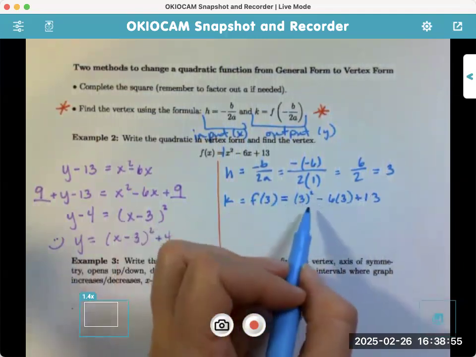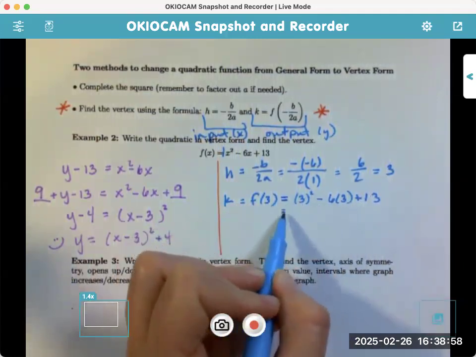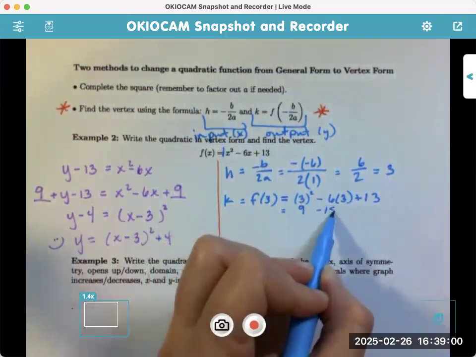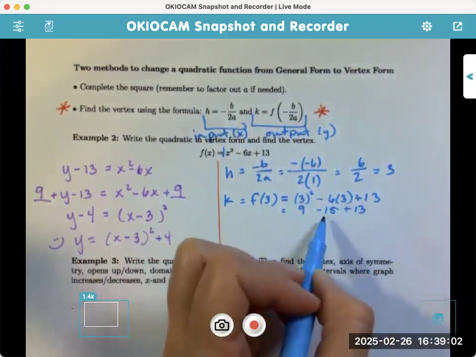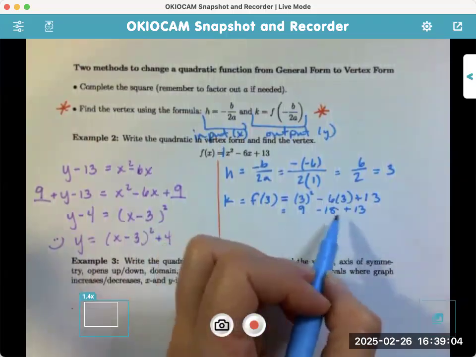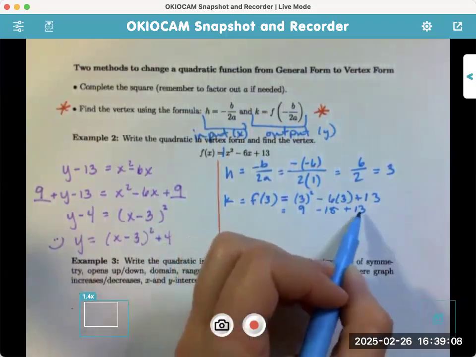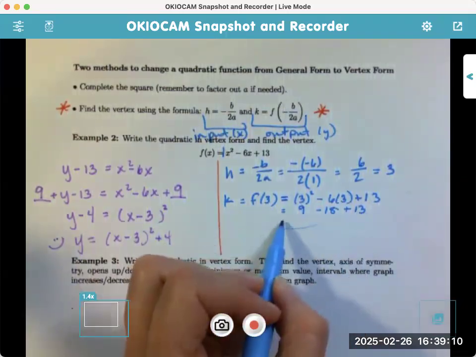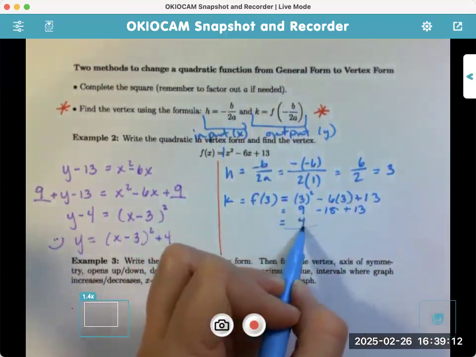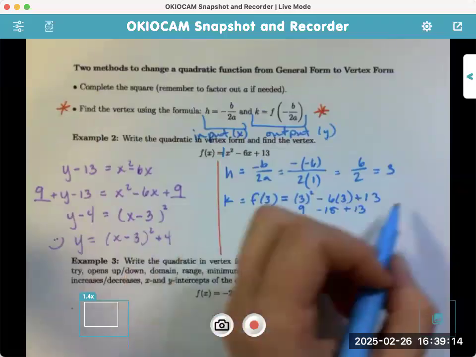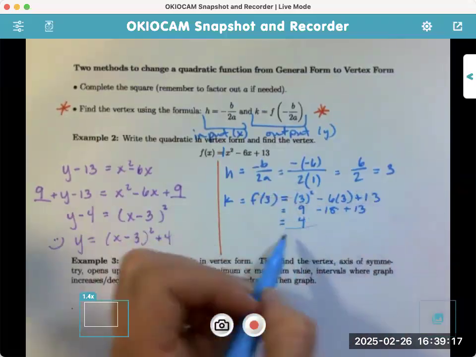Oh, I have to do mental math. Y'all know I hate that. Okay, 9 minus 18 plus 13. Okay. Well, 9 minus 18 is negative 9. Negative 9 plus 13 is 4. There we go. So this, again, is my h, k.